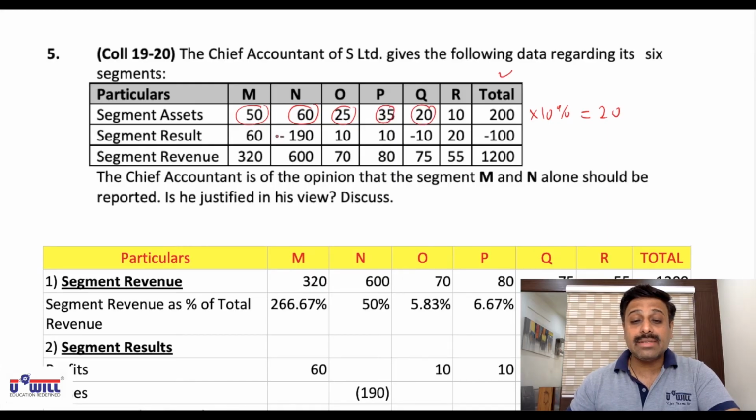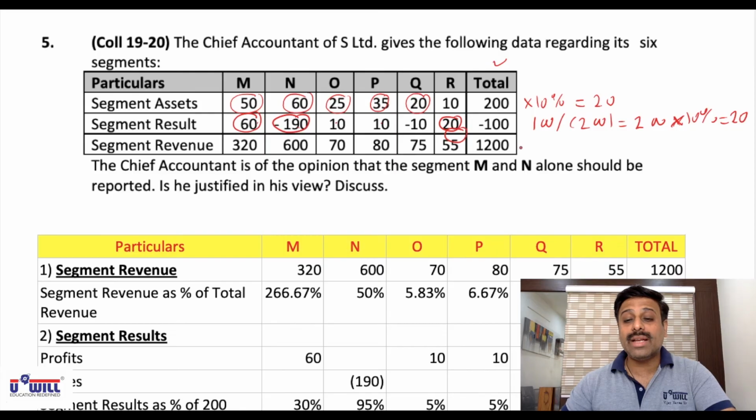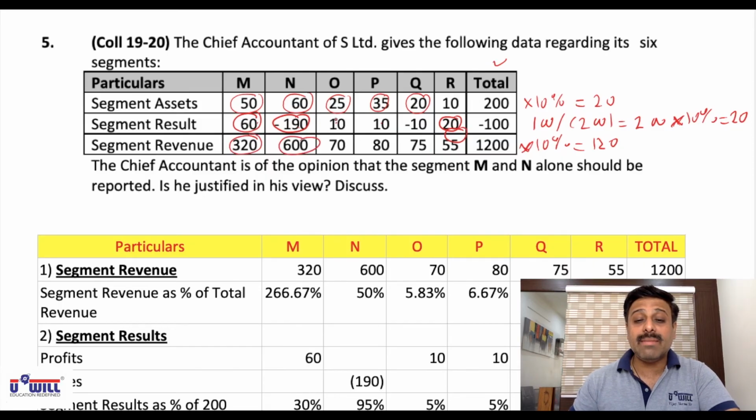Then in segment results, first you do the positive total: 60 plus 10, 70 plus 10, 80 plus 20, 100. Then you do the negative total, 190 and then 200. The higher is 200, so do 200's 10%, which is again 20. Which ones are more than 20? M, N, R. Then for the third one, 1200's 10% is 120. Which ones are more than 120? M, N, that's it. But if we combine all the three conditions, then M, N, O, P, Q are all reportable segments.